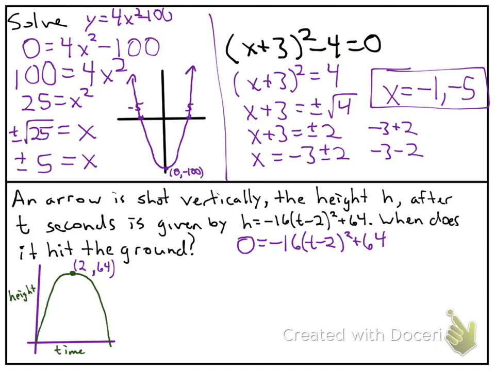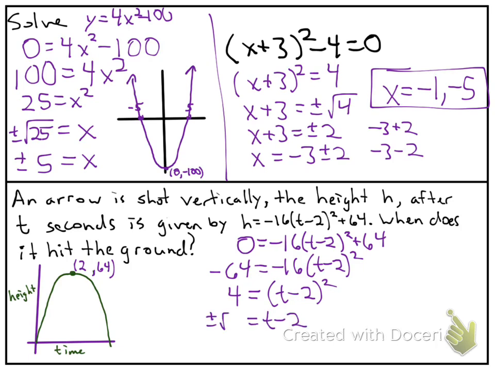So first thing I want to do is subtract the 64 from both sides. So we have negative 64 equals negative 16 times t minus 2 squared. We then divide both sides by negative 16 and get 4 equals t minus 2 squared. We take the square root of both sides, and we have t minus 2 on the right, plus or minus the square root of 4. t minus 2 still on the right, with a plus or minus 2.